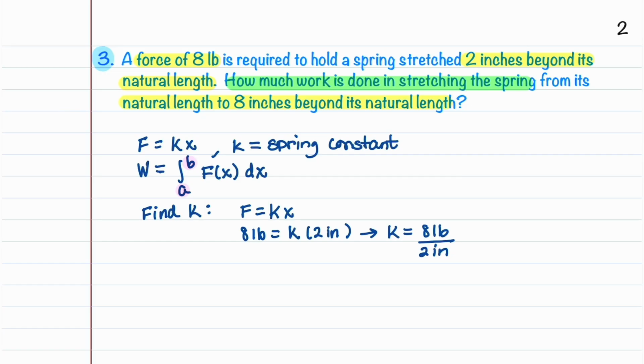The standard units for work is foot-pounds, so we need to change our inches to feet. So we're just going to multiply by 12. And we get 8 times 6, which is 48. And our units then are pounds per foot. Now let's find a and b.